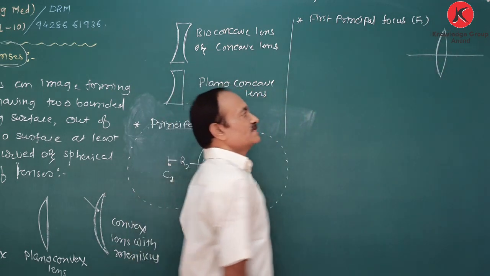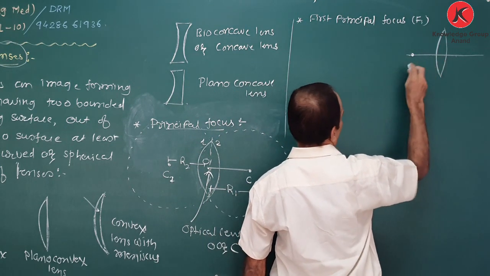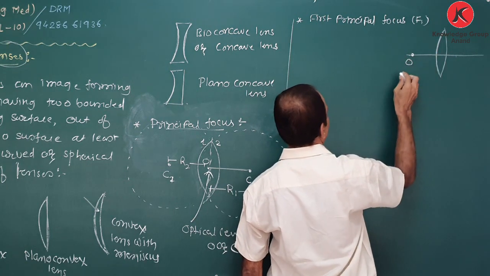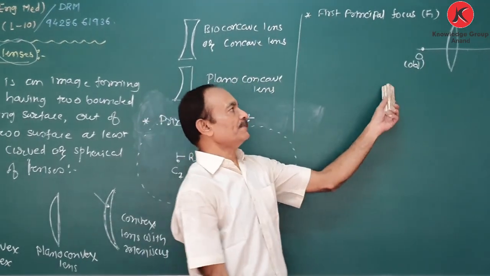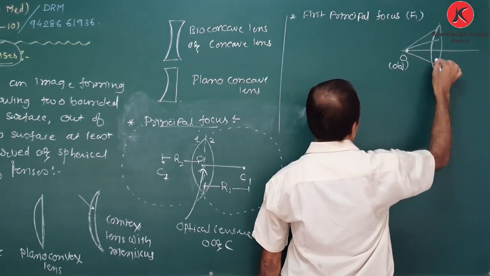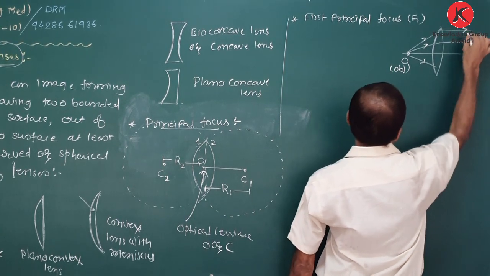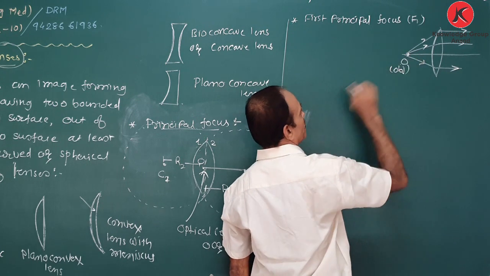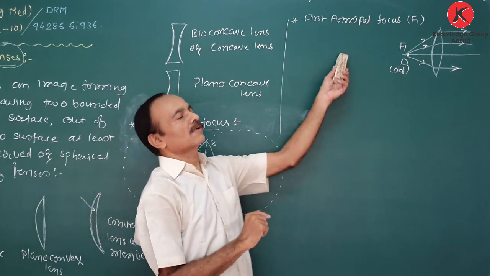If a point-like object is placed on the principal axis at any point, there is an object in such a way that the ray from this object is incident on the lens and after the refraction becomes parallel to the principal axis. So this point or the position of the object is known as the first principal focus.